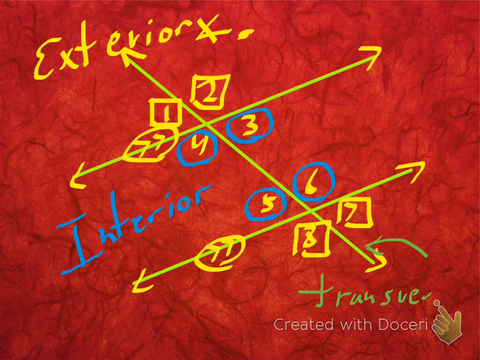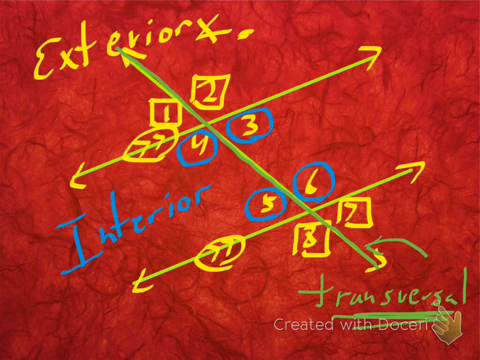Now the transversal is a little different than the interior and exterior. Those described angles. The transversal describes a line. And it's this line right here that cuts across my two parallel lines. Okay? So these angles that we just were talking about, the interior and exterior angles, are formed by a combination of one of the two parallel lines and the transversal.